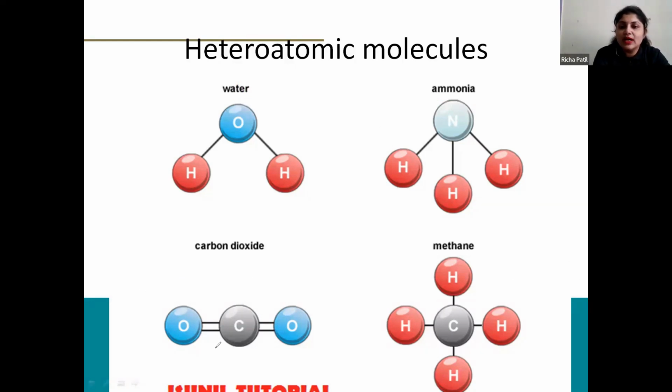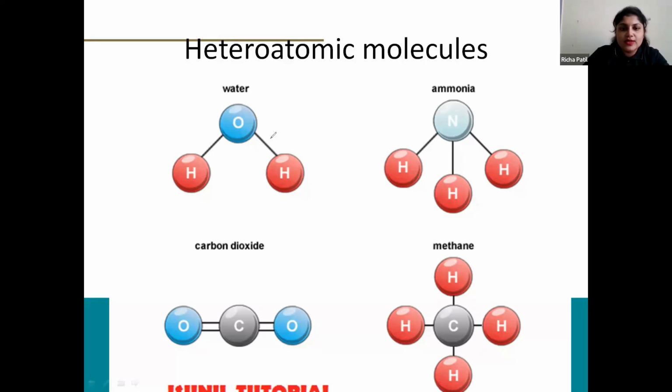So what is an atom? An atom is the smallest particle of matter of an element. And what are molecules? A molecule is made up of two or more atoms held together by chemical bonds. In molecules, there can be two types. One is homoatomic, formed between same atoms, or heteroatomic molecules, formed between different atoms.